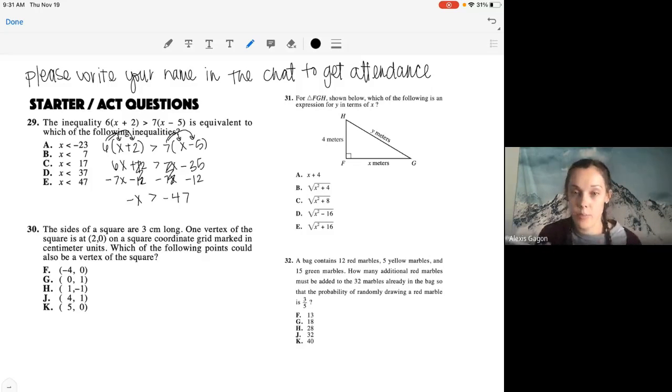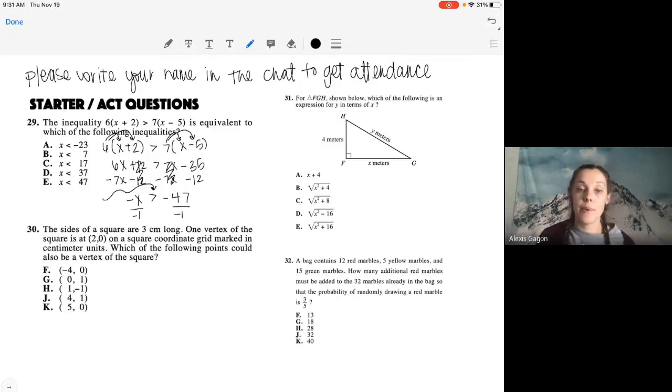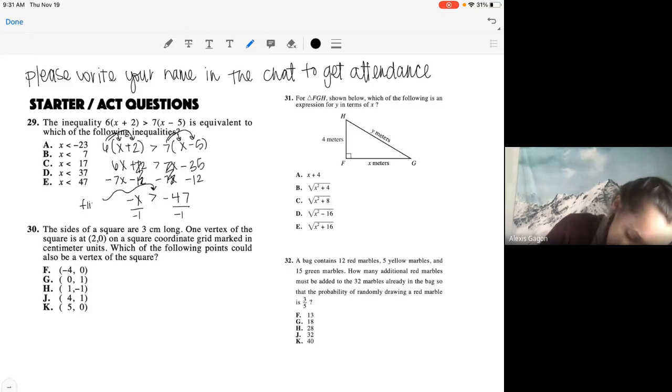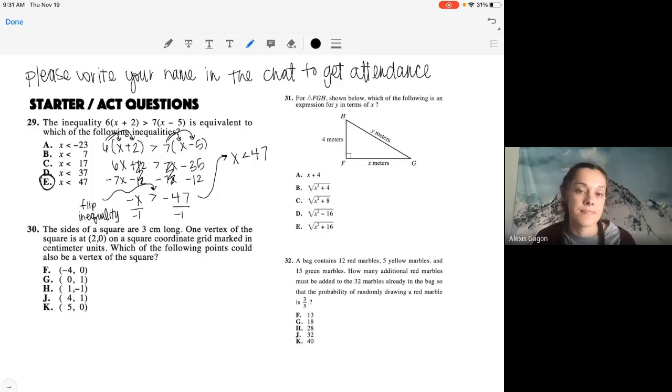Then I have to divide by a negative, or you could multiply by a negative, either way. But remember, it's kind of a weird property, whenever you divide or multiply by a negative with an inequality, it flips the inequality. So then this is going to become x is less than positive 47. So our answer here is E. Okay, are there any questions on that one?